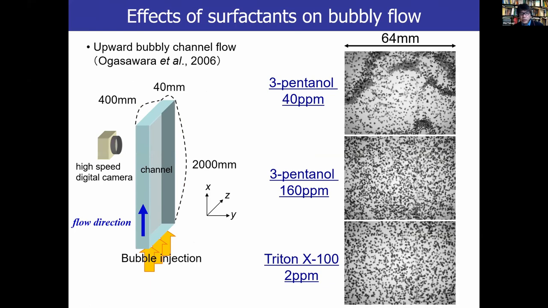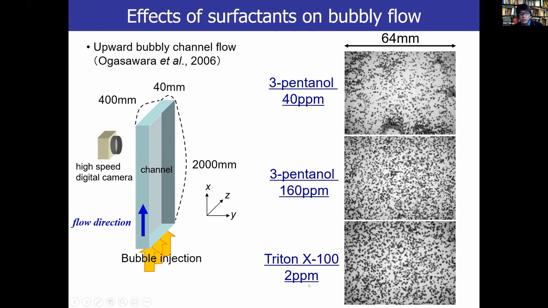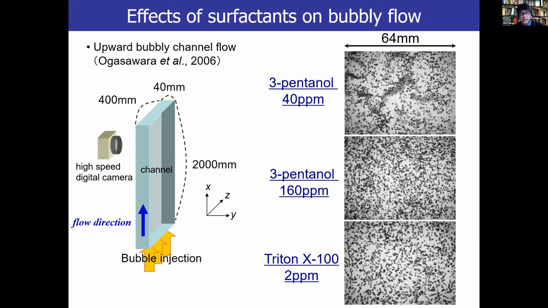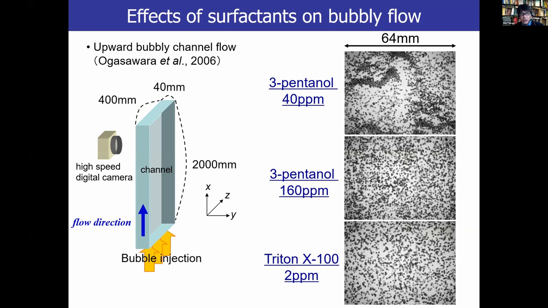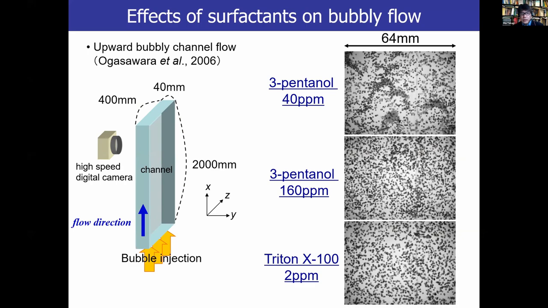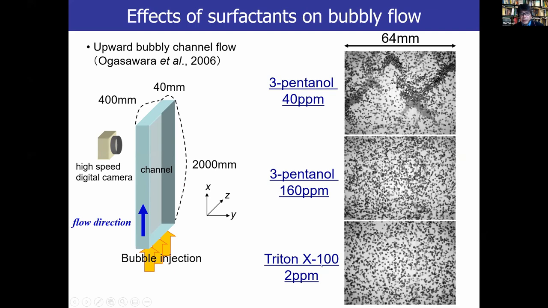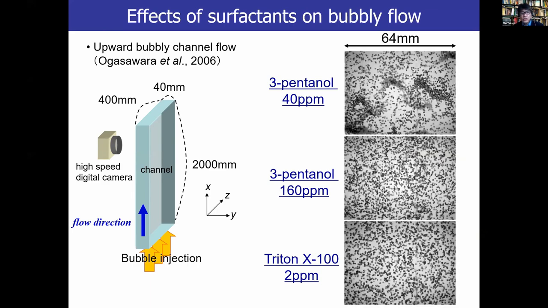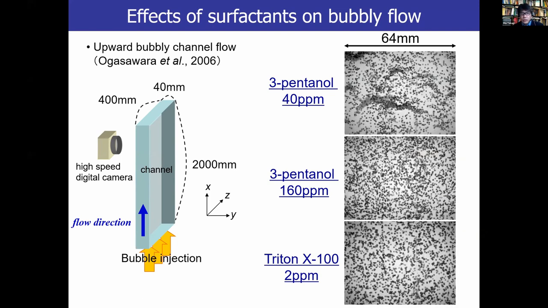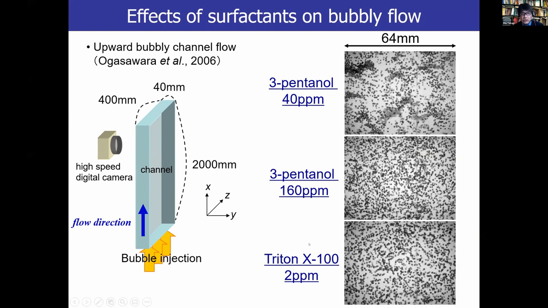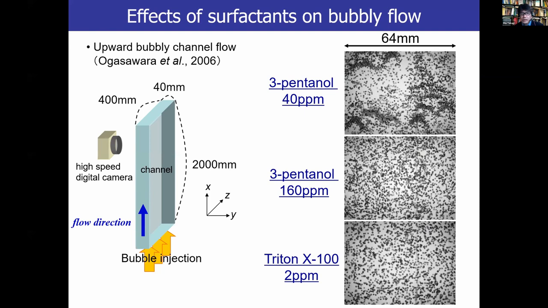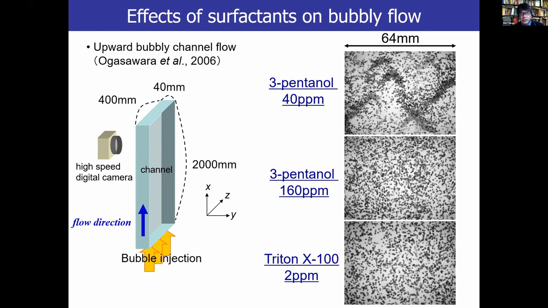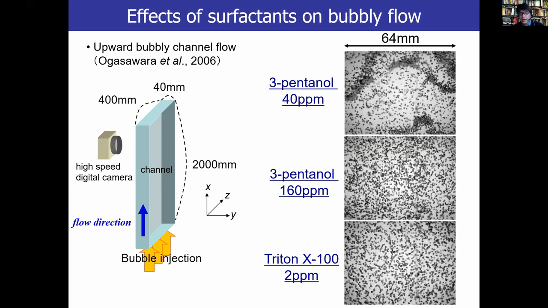So 3 pentanol 40 ppm, 3 pentanol 160 ppm, and triton X100 2 ppm: just a very tiny amount of the triton X100 can drastically change the flow structure. So we see now that for the 3 pentanol 160 and triton X100 cases, when we don't have the cluster, the drag coefficient for these two is close to that of a solid sphere, so a non-slip particle. So it's like a small ping pong ball. For the 40 ppm case, this is the intermediate region, not super purified but not fully contaminated. It's between that.